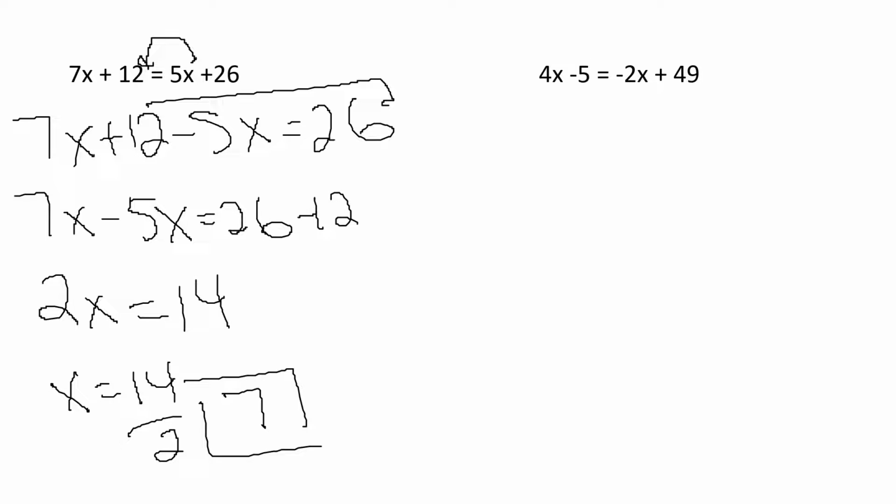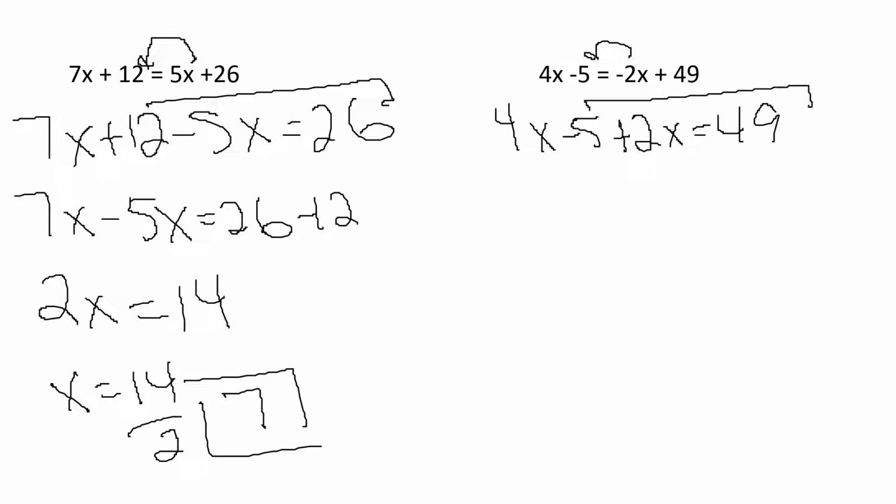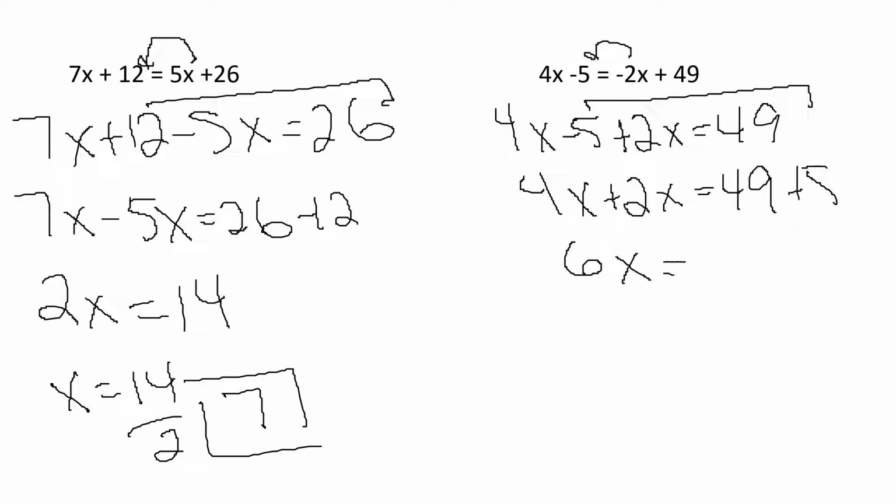Same thing here. I'm going to move my 2x over. That minus is going to become a plus. Now I'm going to move my minus 5 over. When I move the minus over, it's going to become a plus. Simplify things. I get 6x equals 49 plus 15, which is 64.